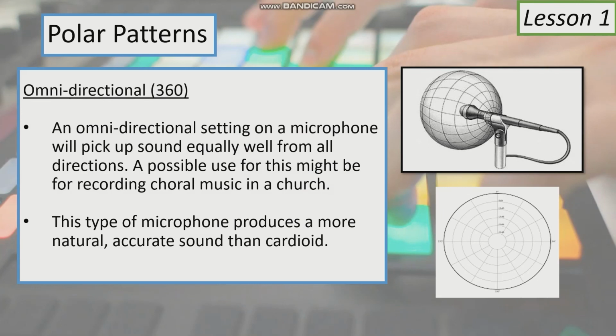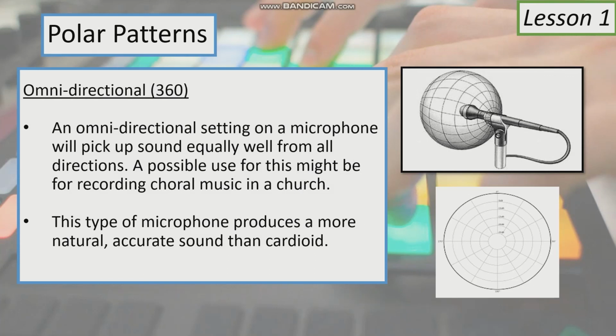This one's really easy to recognise, as it picks up the sound at 360 degrees all the way around the microphone, like in that picture up there. A possible recording for this might be for choral music in a church. Now, if you're recording in a church, you want to try and capture the fact that you're singing in a church. So using the omnidirectional polar pattern allows you to record the whole space rather than just right in front of the singer.